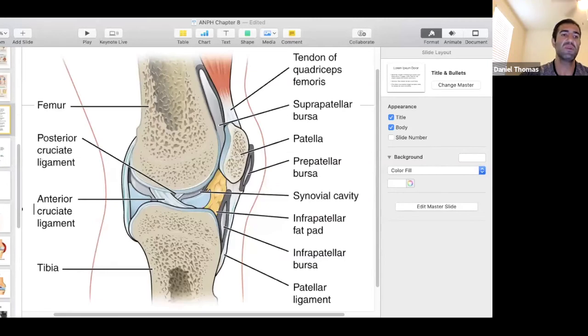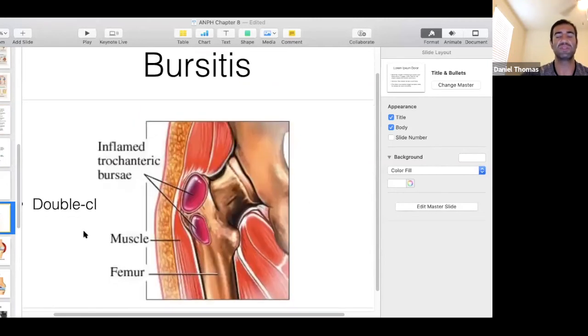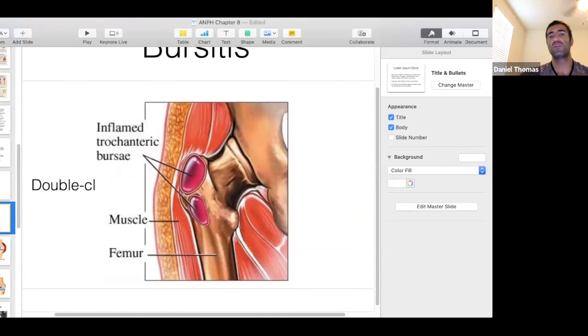Okay, so now we're going to talk about a condition called bursitis. So we talked about the bursa and the tendon sheaths. What they do is that they prevent structures from incurring friction, and especially where there's tendons and bones. On occasion, they can actually become inflamed. Now, what causes this inflammation? Usually repeated stresses.